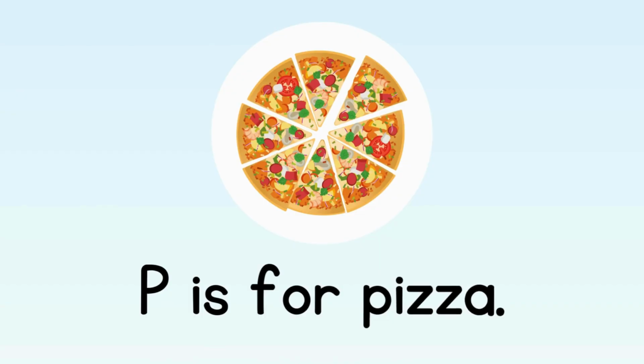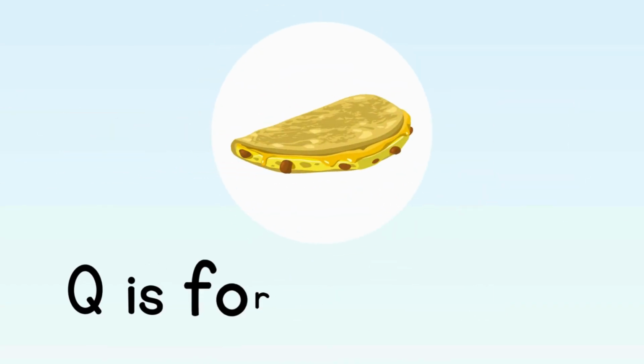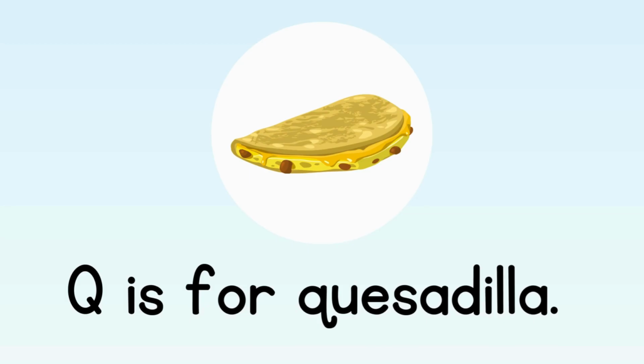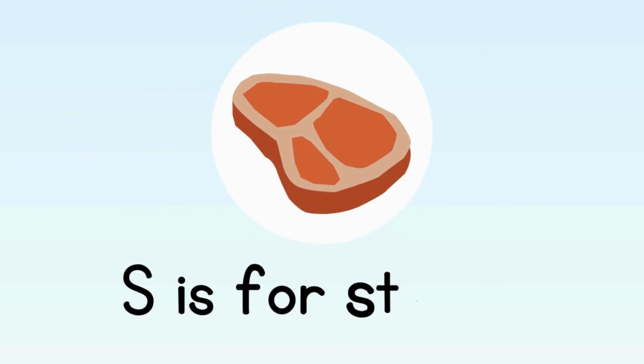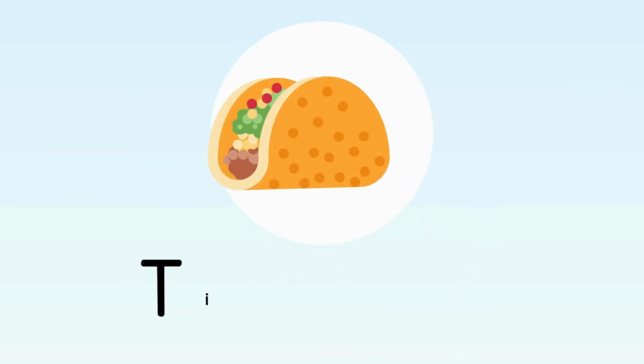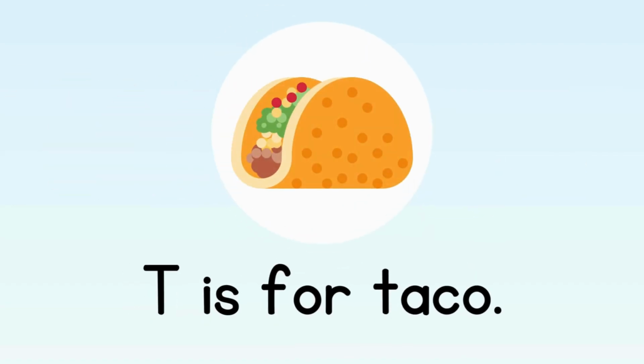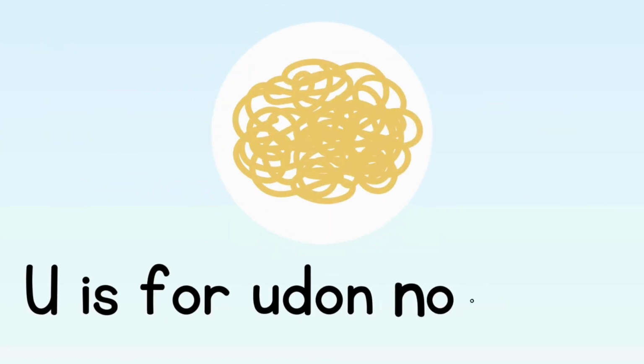P is for pizza. Q is for quesadilla. R is for radish. S is for steak. T is for taco. U is for udon noodles.